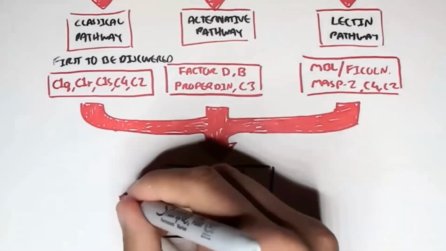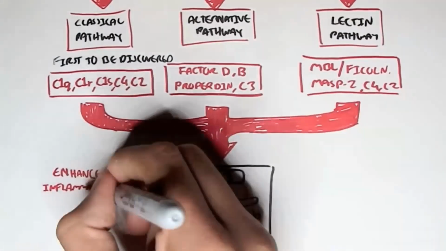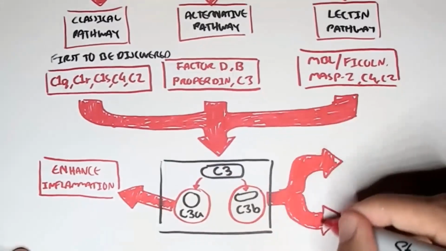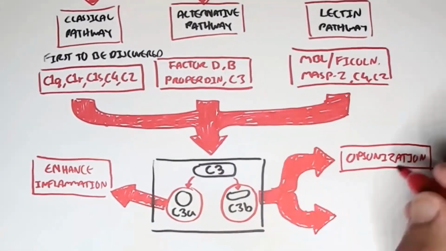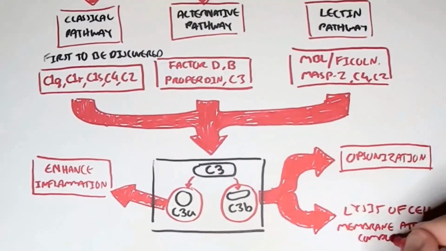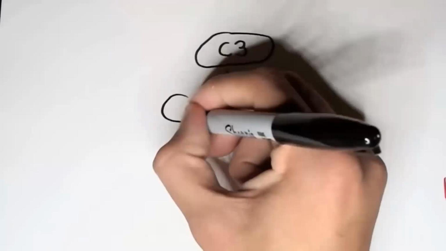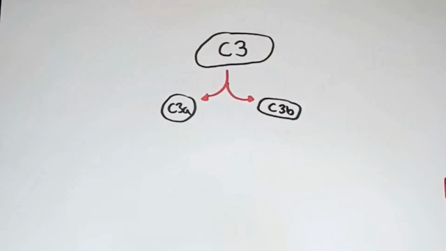And it is C3a which enhances inflammation together with other complement proteins, and C3b which initiates opsonization as well as lysis of the cell to create a membrane attack complex. So C3 is an important protein to remember, and C3 gets activated into complement 3a and complement 3b.